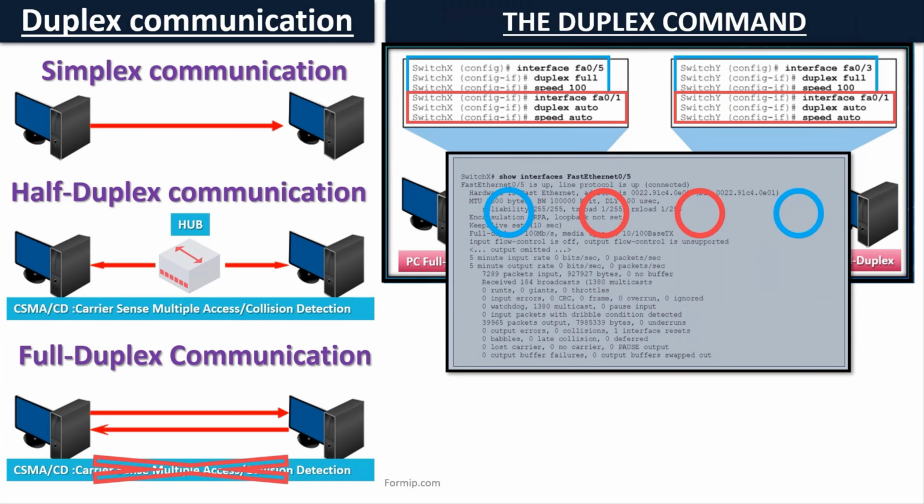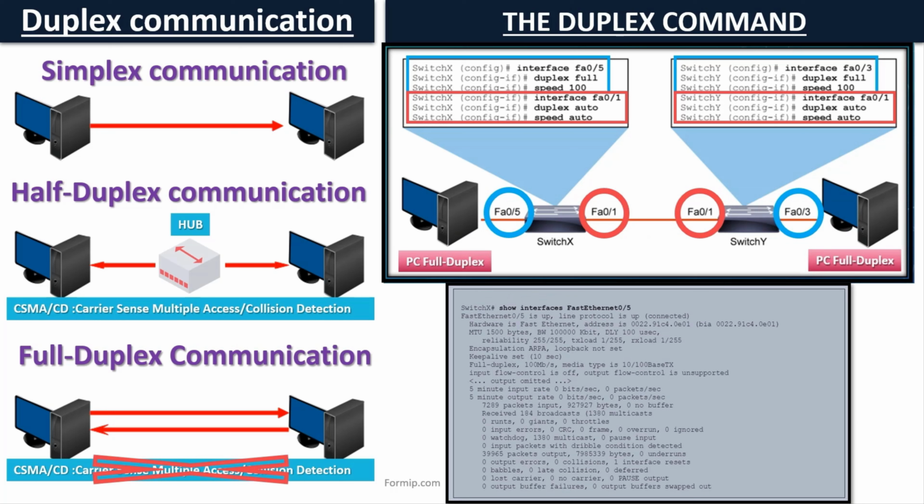And finally, the show interface command. In privilege mode, it allows you to check the duplex settings on each switch. This command displays stats and states on the switch interfaces.